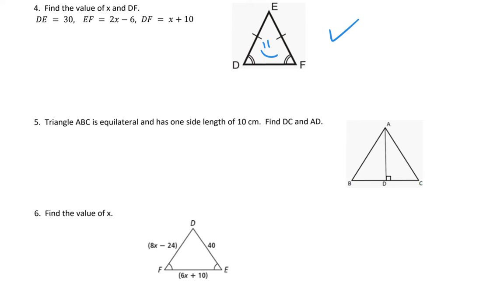Number 5, triangle ABC is equilateral. Okay, so all the sides are congruent. One side is 10 centimeters. If one side is 10 centimeters, then all the sides are 10 centimeters. Find DC. Well, if all the sides are 10, DC takes us halfway there, so DC is just 5.